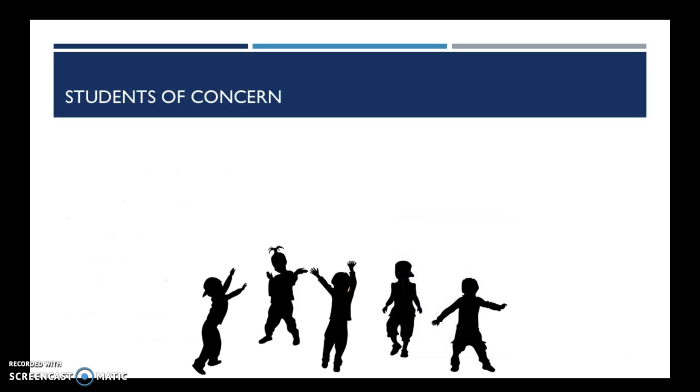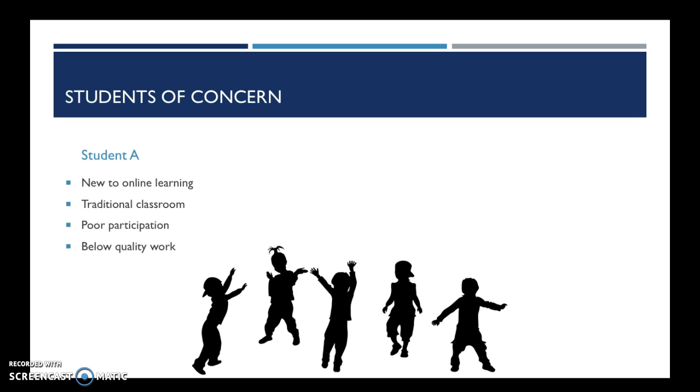Now, let me introduce my students of concern. For their privacy, I'm simply referring to them as Student A and Student B. Student A is new to the online learning community and is from a traditional classroom setting. Over the first few weeks, I have seen very poor participation from this student and below quality work.